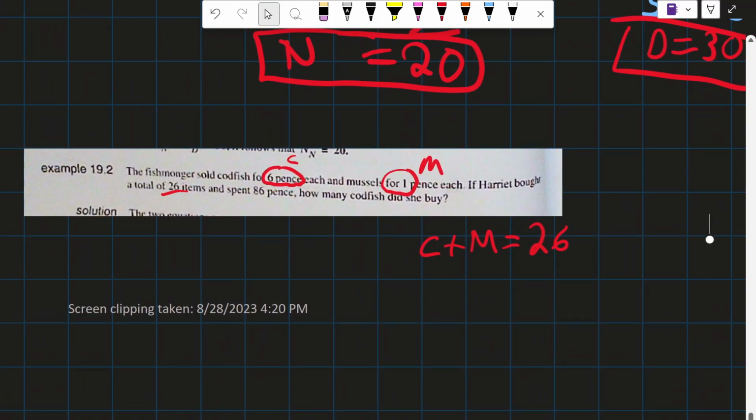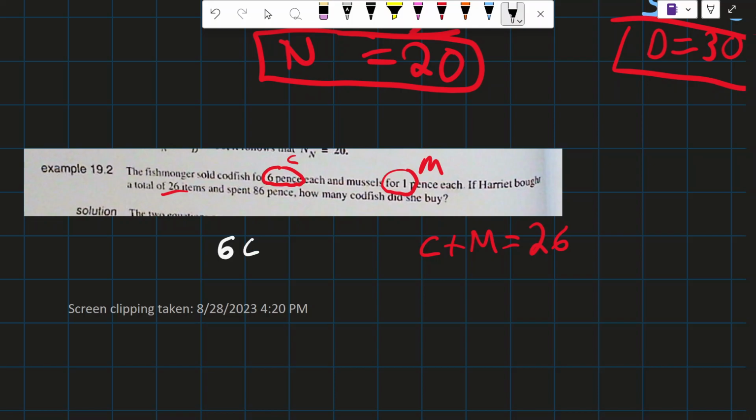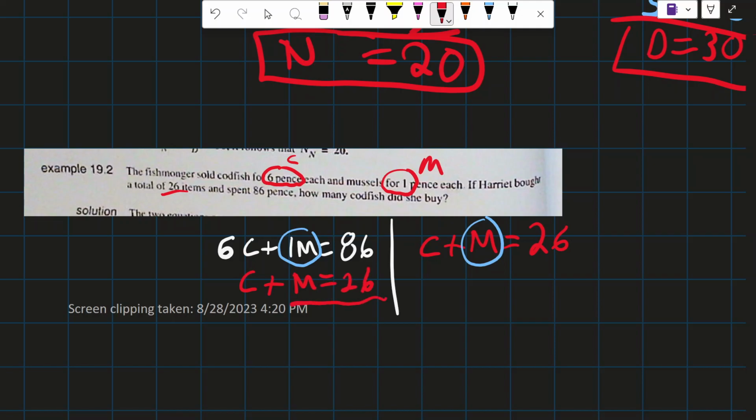We have 6 pence for cod, so it's 6C, and 1 pence for mussels, and it costs a total of, excuse me, 86 pence. All right. Well, you notice something. Mussels are already in a coefficient of 1 here and a coefficient of 1 here, right? So I'm just going to slide that red equation underneath C plus M equals 26.